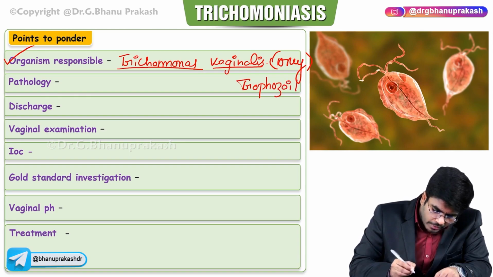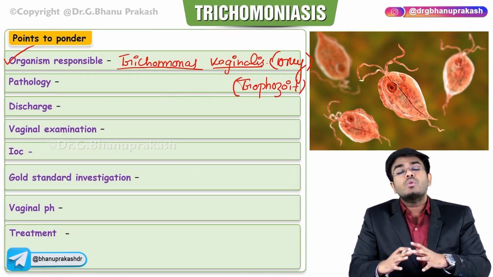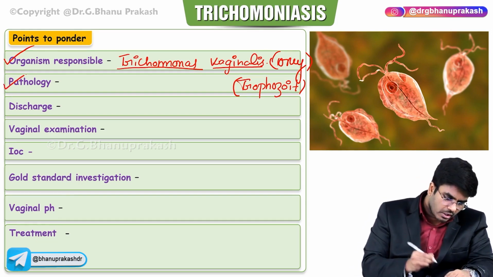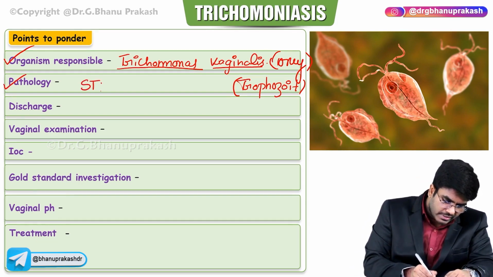Okay, though it's not a topic of gynaecology. Only trophozoite stage. What does it mean by there is no cystic stage? There is no cystic stage, only the trophozoite stage is there. Now let's talk about the pathology. It's a sexually transmitted disease.